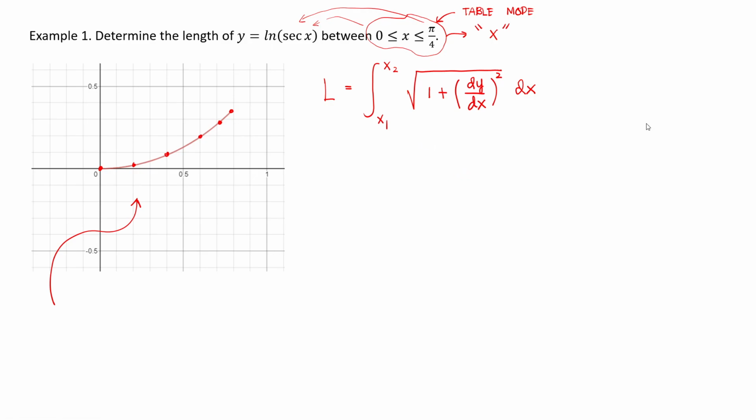Alright, so this one is the formula. Since we already have a hint that we should be integrating with respect to x, because the given limits are in the x variable, what we need to do first is identify the different components. Our limits of integration are already determined, given in the problem. So what's left for us to determine is this dy over dx.